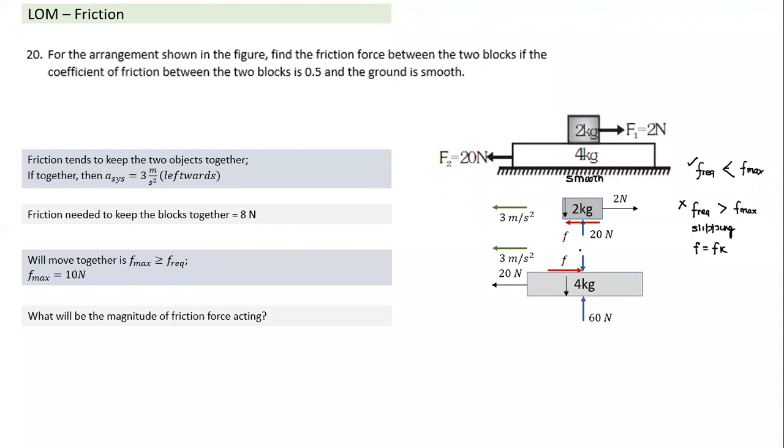And you can check here also. Here also we could have calculated the friction force required from the FBD of the 2 kg block or the 4 kg block. Both cases will come the same. Friction will act only to the extent necessary to prevent relative motion, which is 8 Newton.